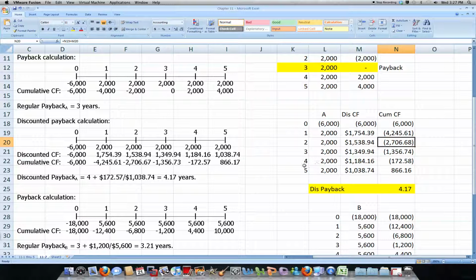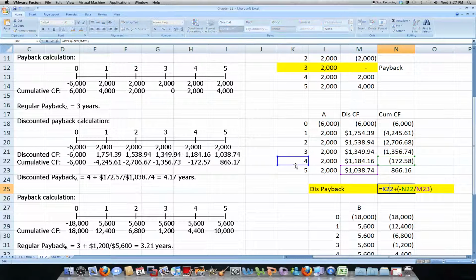So now we can see, after we do the rest of these, that our discounted payback happens between years 4 and 5, because that's where it turns positive somewhere. So to find our discounted payback, all we have to do is say year 4, plus, and then I'll make our 172.58 a positive, so I'll put a negative in front of it, divided by 1,038.74. And that gives us a discounted payback of 4.17 for A.